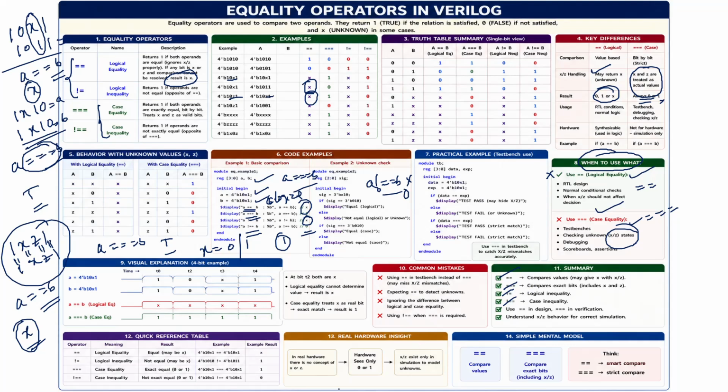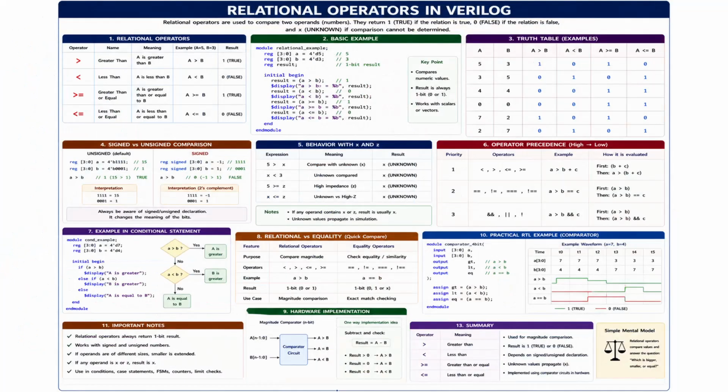Okay, and then relational operators. Relational operators get their values by comparing between two operands. So we are considering two operands A and B.